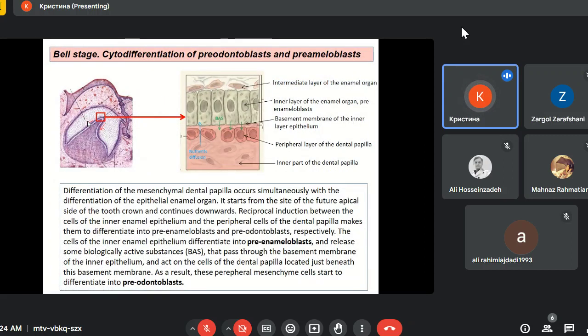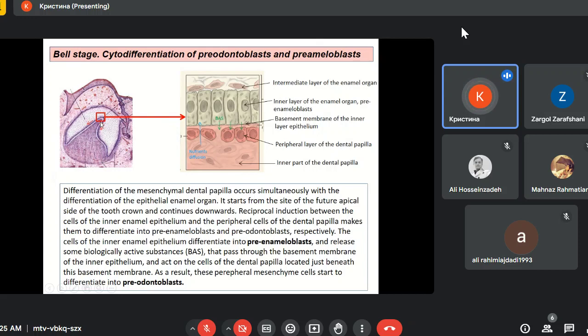And now we will discuss the cytodifferentiation of pre-odontoblast and pre-ameloblast. So all this process starts from the top of this area. This will be the top of the tooth in future. So here all starts. What we see here? We see here the inner enamel epithelial cells. Here they are. They lie upon their basement membrane. It is located here, the white line in the picture on the left.